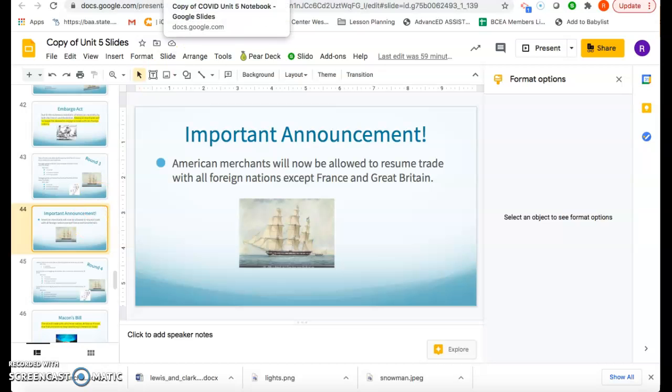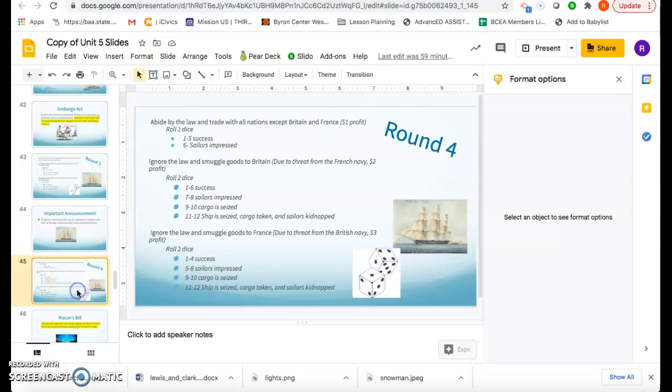Moving on, we have an important announcement. Here's the deal. The Embargo Act was so bad for the American economy, Thomas Jefferson has decided not to continue it. He is saying now American merchants are allowed to resume trade with all foreign nations except France and Great Britain. He still does not trust France and Great Britain. They are interfering with American trade, and so you can trade with other countries, just not France or Great Britain. So that brings us to round 4.